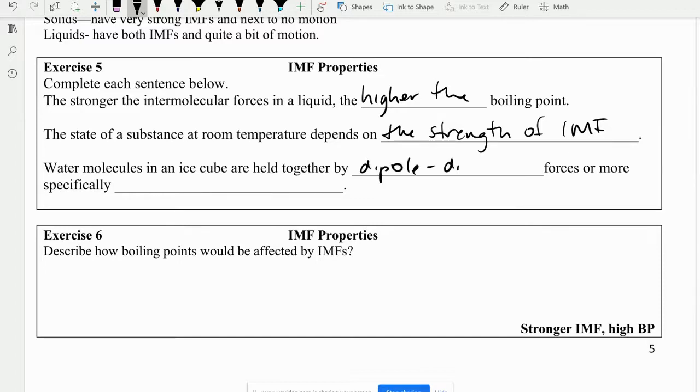Now, we learned in the last podcast that dipole-dipole is the strongest type of IMF, but more specifically, there is a special type of dipole-dipole that we call a hydrogen bond. And in fact, that's what goes in the next space, hydrogen bond. So let's read that last sentence together one more time. Water molecules in an ice cube are held together by dipole-dipole forces, or more specifically, hydrogen bonds. Again, remember, hydrogen bond is not a bond.